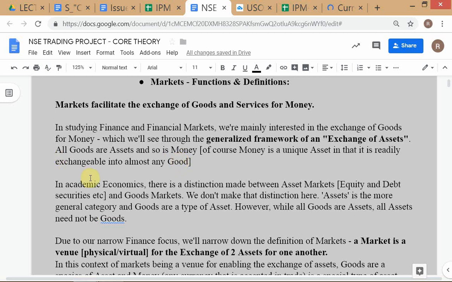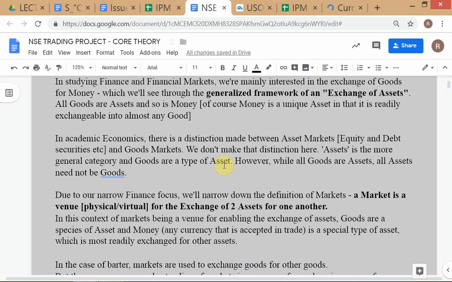You can read this a little bit, but essentially for our purposes, a market is going to be defined as a venue for the exchange of two assets. And assets we are defining in a very general way. Everything is an asset. Commodities are also assets. Money is also an asset. Different currencies are also assets. Bonds are also assets. Equities are also assets. Everything is an asset.